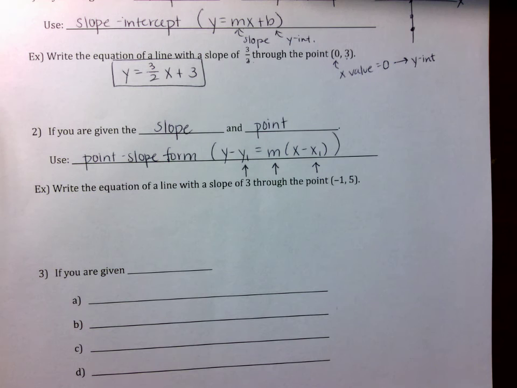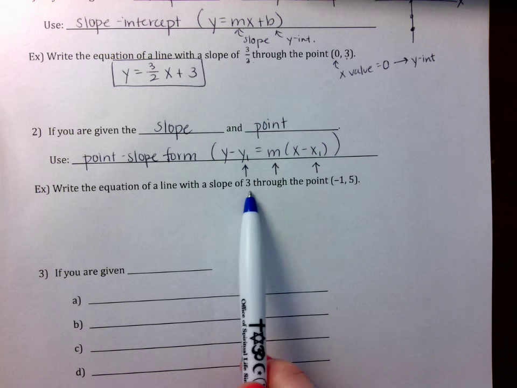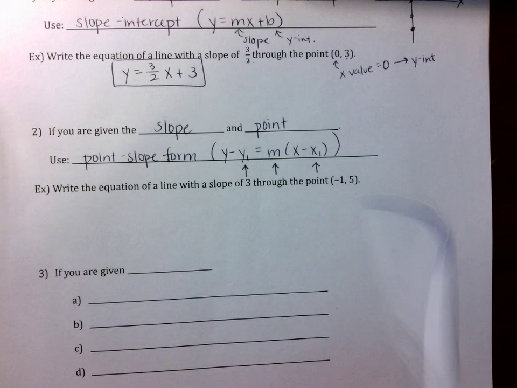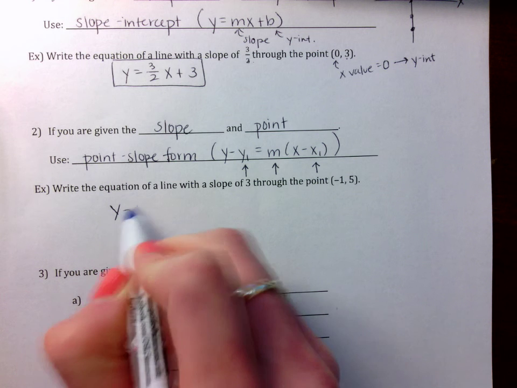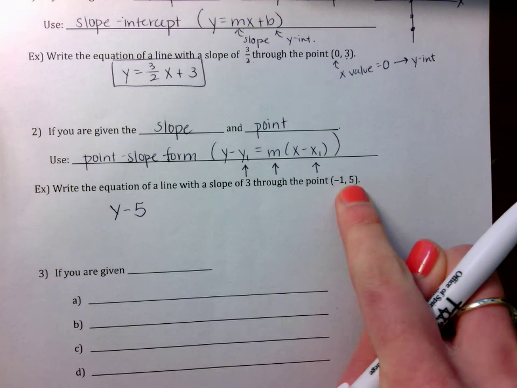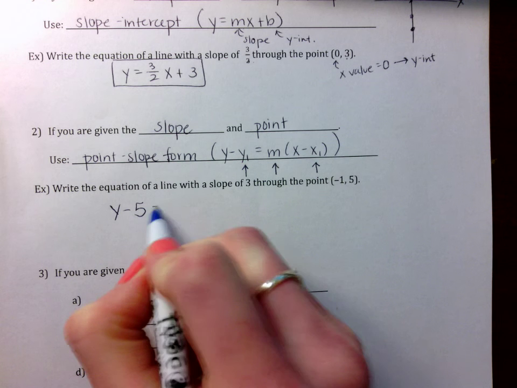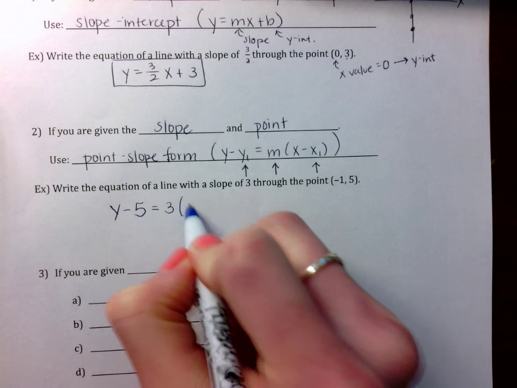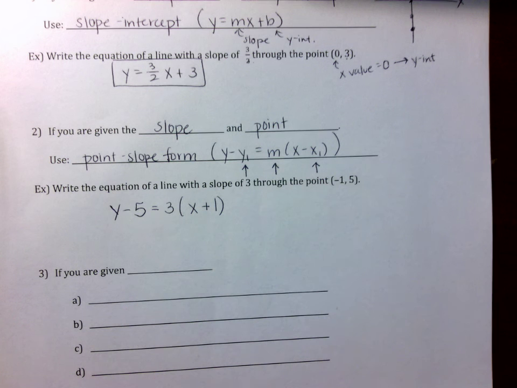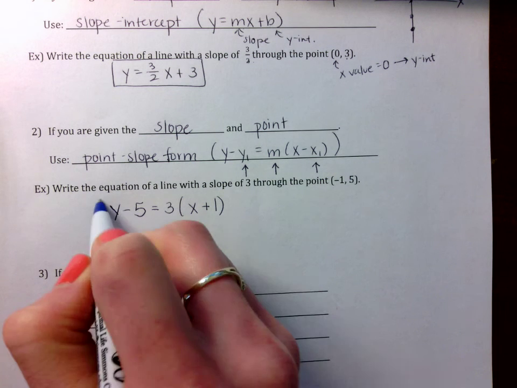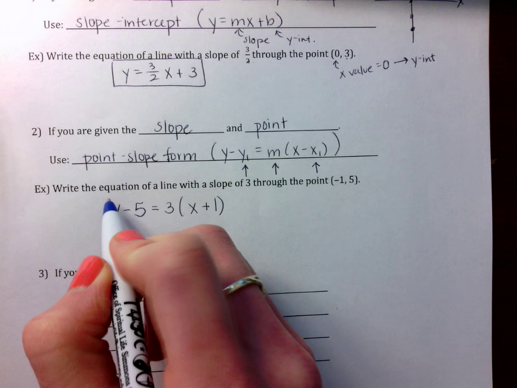Okay, so when you know the slope already and you know the point, you can plug it straight in. So we just plug and chug. We do y minus 5, because that's the y coordinate, equals 3 times (x minus -1), which becomes x plus 1. So this is the perfectly acceptable point slope form.